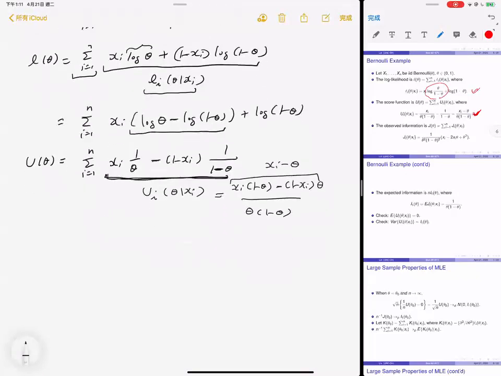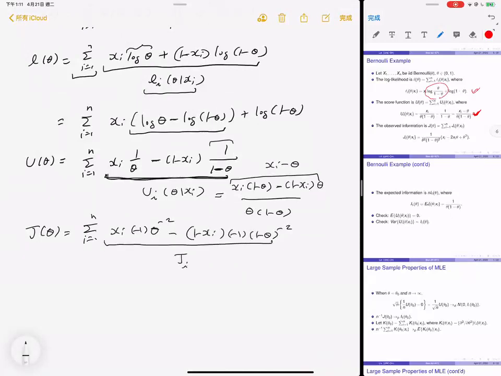Okay, then of course you can keep doing your differentiation as a second derivative, i from 1 to n. You keep doing partial, then this guy becomes -1 over theta squared from the first term, then -1 over 1 minus theta squared. This guy right here, keep doing that, then -2x. Then this guy right here again, it's Ji, theta, then xi.